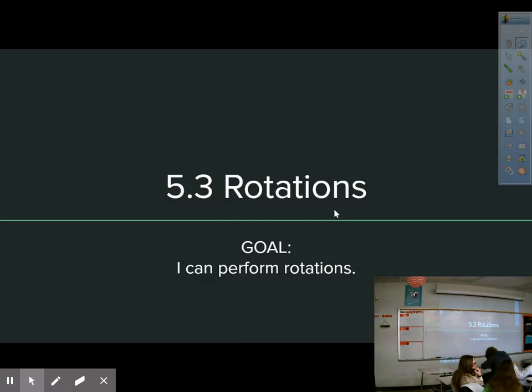So a translation was just moving something. You just moved it. A reflection, you need those. Yeah, I think you and Colton both need them.